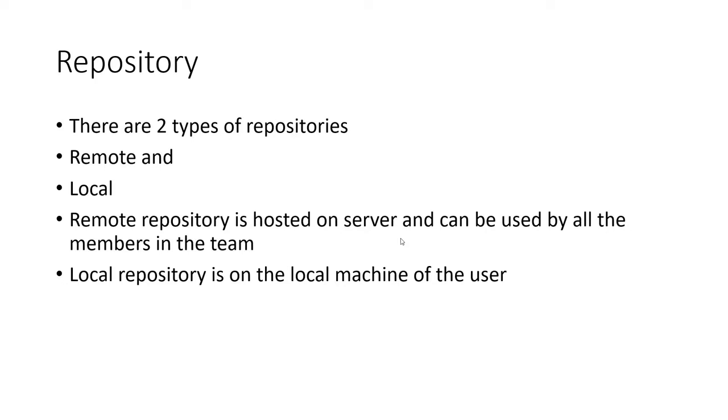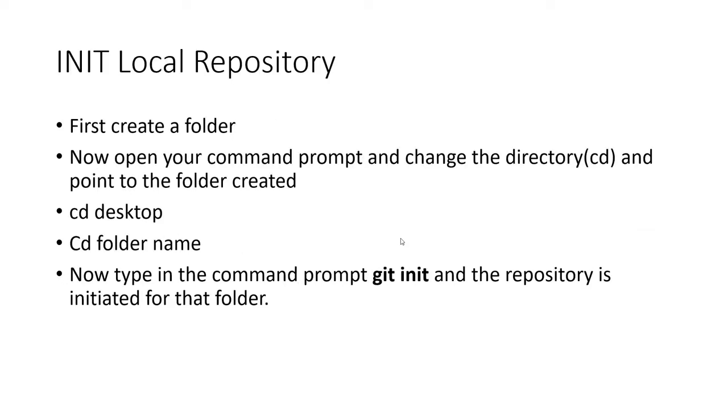Now we are going to see how to initiate your local repository. First of all, create a folder in any location you want. Then open your command prompt and change your directory to point to the folder that you have created. For example, I have just shown how you change it, like cd desktop, cd file name and so on. Then you give git init and the repository is initiated.